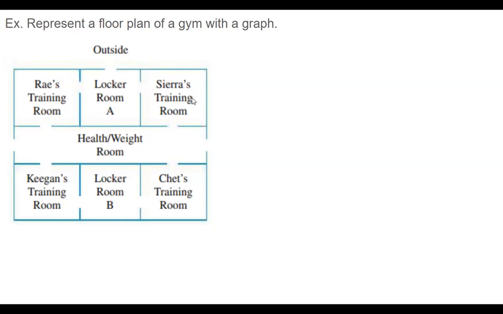Can you construct a graph? Again, each of these 7 rooms becomes a vertex. The doors, how we get there, connect one room to another room, right? So that becomes the edges. So construct a graph using this floor plan.